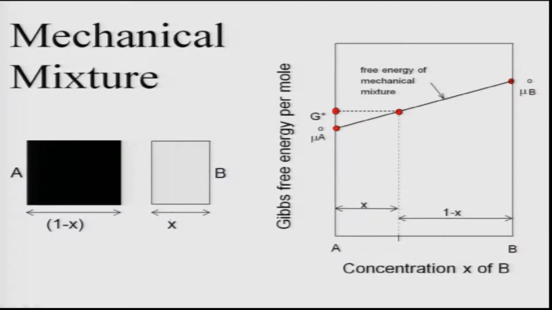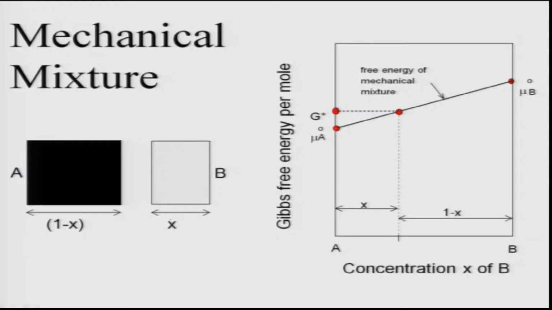So, now if I mix A and B and form a mechanical mixture, like that, what will happen? If I plot the free energy G, again G is what is important. If I plot G as a function of concentration at a particular temperature, the G of the mixture will be given by the straight line.